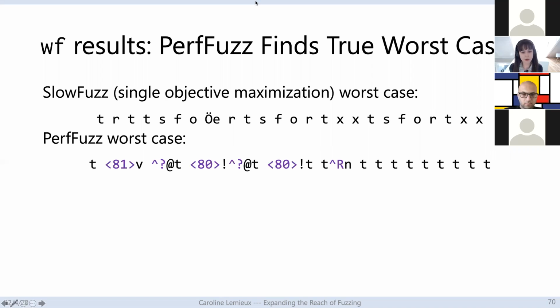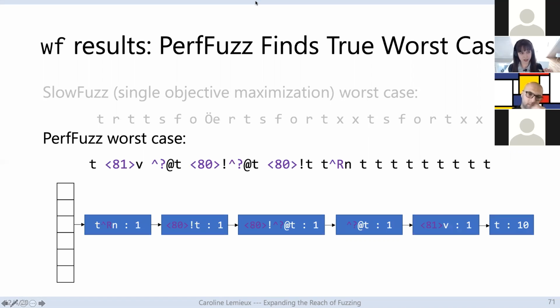On the other hand, PerfFuzz consistently found inputs that, basically, first inserted a very small word into the hash table. Then they inserted a bunch of words that hash collided with that input, putting the entry for the first word at the very end of the hash table. And then they caused lookups of that last entry in the linked list many, many times. And we consistently find this kind of worst case.